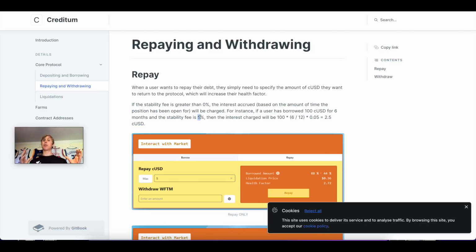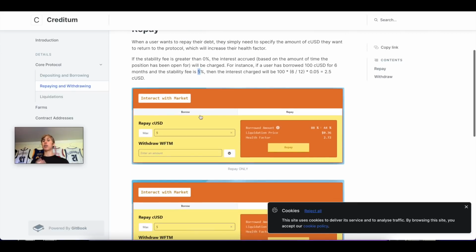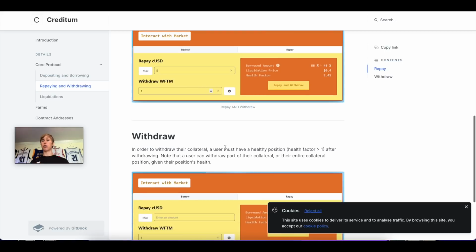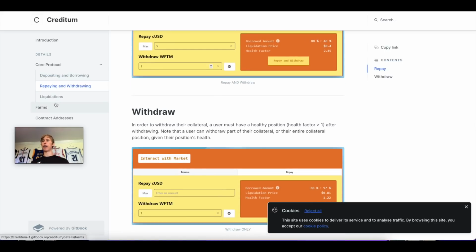This is going to be over the full year. So if I decide to pull out after 6 months, it's only going to be 2.5%. So it's actually half of that. And you can literally see how you can repay your loan. So it's very self-explanatory and easy to do.